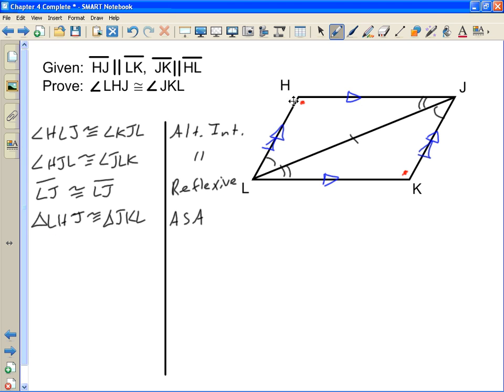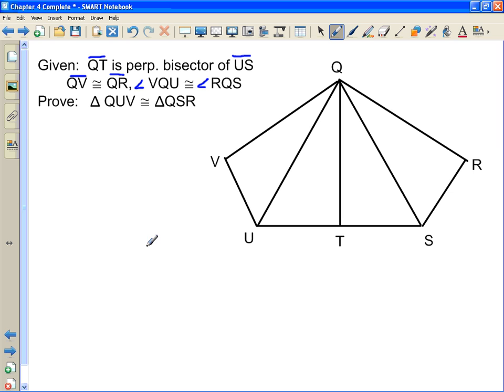Now, since I've got this triangle, I know everything on this triangle is the same as everything on this triangle, so these angles, okay, and I could just say angle H. I don't need the three letters on this one. It's congruent to angle K, because corresponding parts of congruent triangles are congruent. On to the next one. So remember, hit pause, try this one by yourself, and then come back and watch me do it.